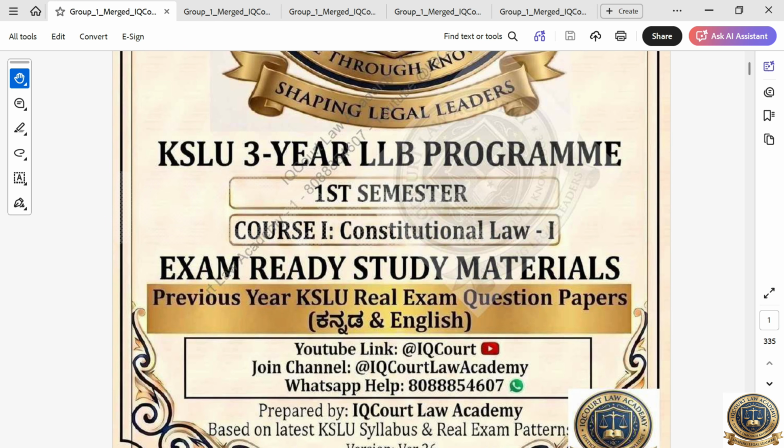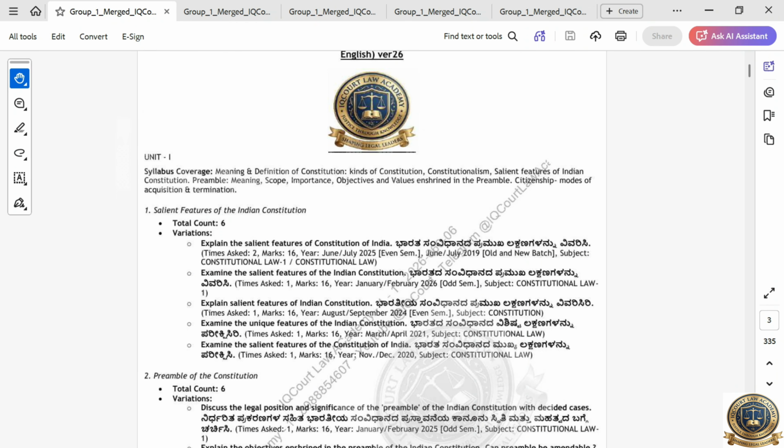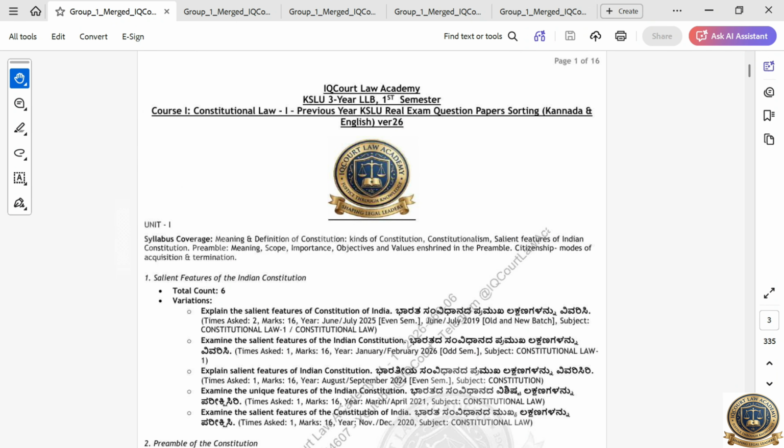I'm going to explain it very fast, like an express train. So be ready. We are going to reveal the questions of Constitutional Law 1. You'll get exactly the same questions in the exam tomorrow. You will come and tell me the same thing, sir, we got the same question. You are going to tell me the same thing.